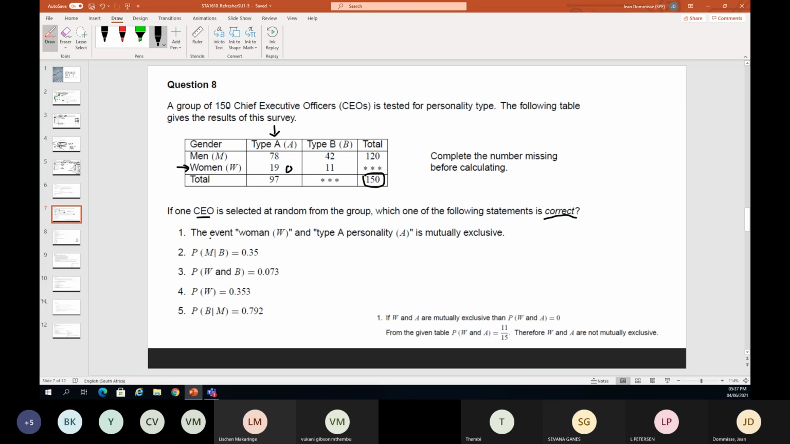Okay, so that one is wrong, eh? Yeah. Again, it's very easy to make the mistake of saying, is it mutually exclusive? No, it's not. And then is it correct? Okay, so let's look at the next one.